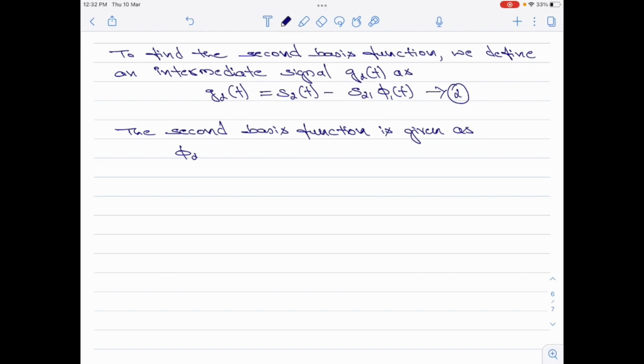phi 2 of t equals g2 of t whole divided by square root of integral 0 to capital T g2 square of t dt. Please note, this is very similar to the phi 1 of t, but now instead of using s2 of t, we have used the intermediate signal g2 of t for finding phi 2. Let me call this equation 3. Now, let me substitute equation 2 into equation 3 and simplify it.